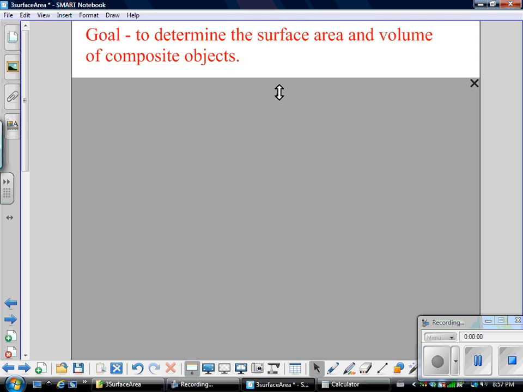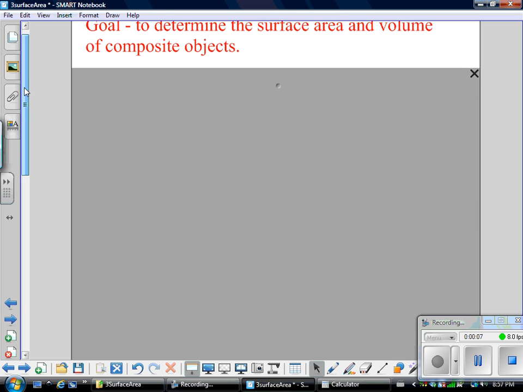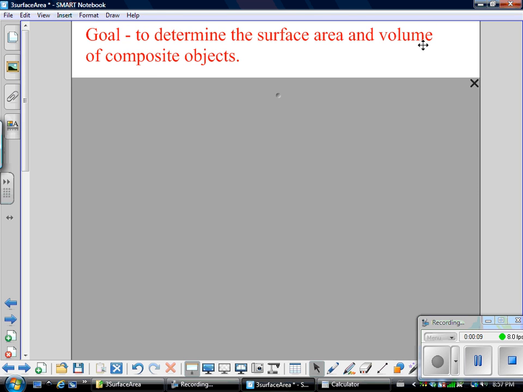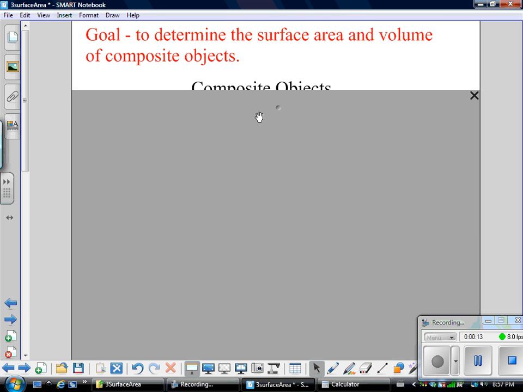Right, today our goal is to determine the surface area and volume of composite objects. Okay, so now we're talking about three-dimensional items. Now, you would have spent a fair amount of time on volume before. Surface area is a little bit different for some of you.